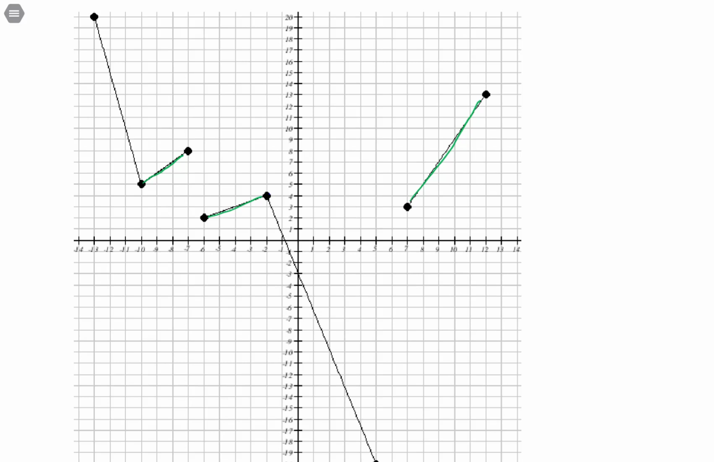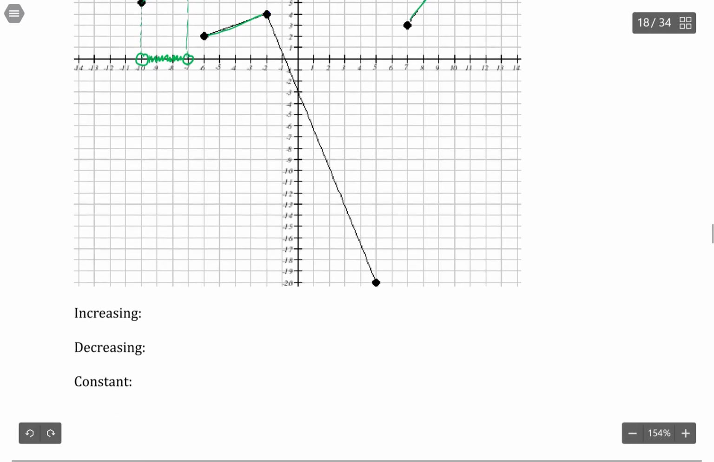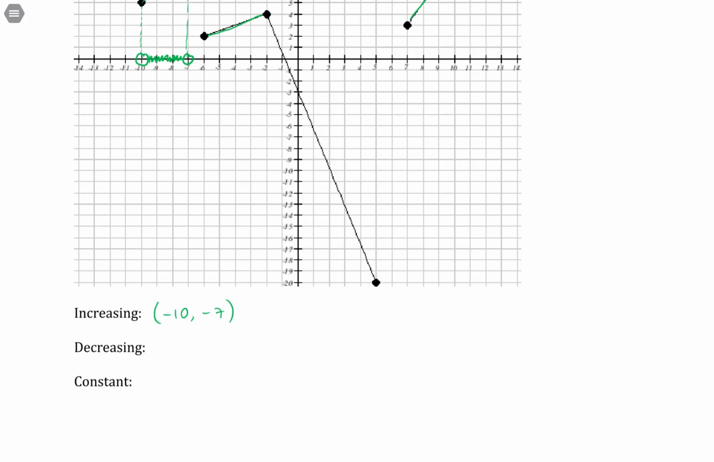So it's starting here at -10, and this segment ends here at -7. So the increasing interval there is only the interval on the x-axis. So we include that as part of our increasing segments. So from -10 to -7, and notice I use parentheses because that was requested as open intervals.